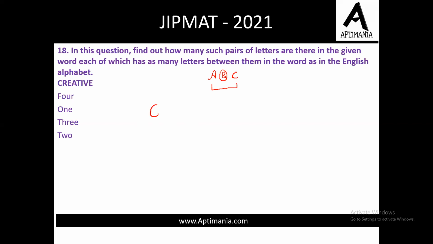What you need to do is simply write the word. Creative is the word. Now write down their alphabetical positions. C comes at position number 3, R at position number 18. Then we have E, which comes at position number 5, A at 1, T at 20, I at 9, V at 22, and E again at 5. Now what you need to do is, you just simply need to start counting from this number. Start counting again in forward as well as in backward direction.